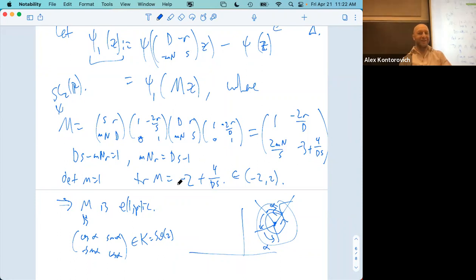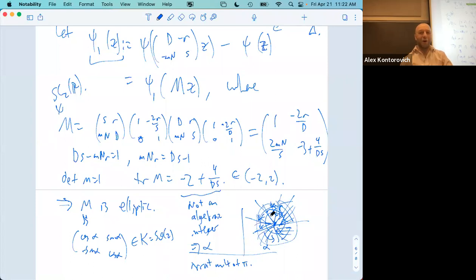Is this an algebraic integer? This is not an algebraic integer, which means that alpha is an irrational multiple of pi. So this element M is an elliptic element that this psi 1 is invariant under, but it has infinite order. I rotate by alpha, I rotate by alpha, I rotate by alpha. I get this dense set of directions, and I'm invariant under all of them. And I'm an eigenfunction of the Laplacian.